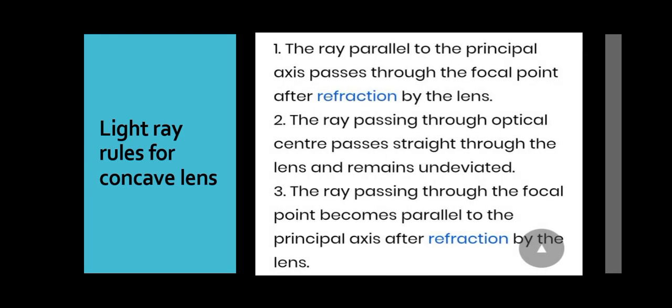The light ray rules for drawing ray diagrams for a concave lens are the same. Let's recall: the ray parallel to the principal axis passes through the focal point after refraction by the lens. The second ray will pass through the optical center undeviated, and the third ray will pass through the focal point and become parallel to the principal axis after refraction by the lens.